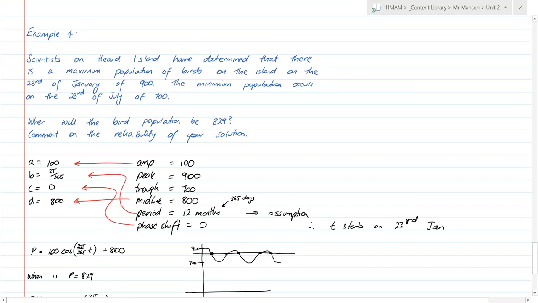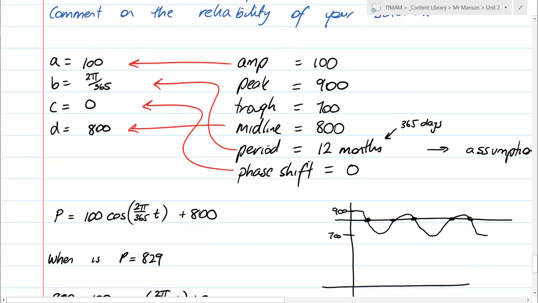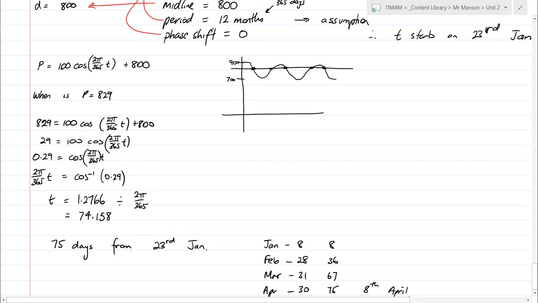We did have to make some comments. I'll record this, but I won't write it down because as you can see, it takes me ages to write things down. Comment on the reliability of your solution. We've made a few assumptions. 12 months was an assumption, but I don't think that's significant. We've made assumptions about it not being a leap year, but I don't think that's significant either. So the reliability is still there.